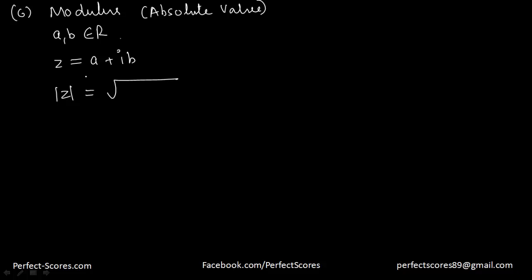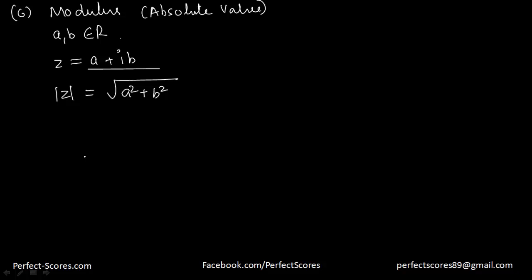Now, since absolute values are always positive, to make sure that you get a positive number here, that is going to be root of a square plus b square, right? We're going to do the derivation of this in future videos. But for now, what I'd like to tell you is that the modulus or the absolute value of a complex number is equal to root of a square plus b square, right?